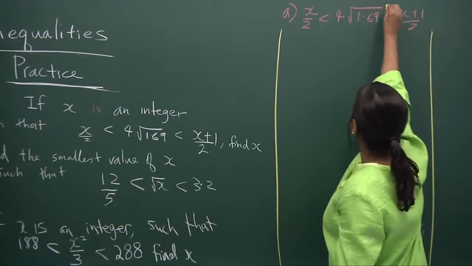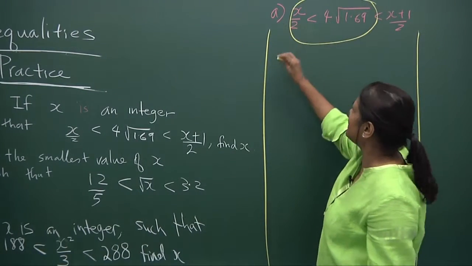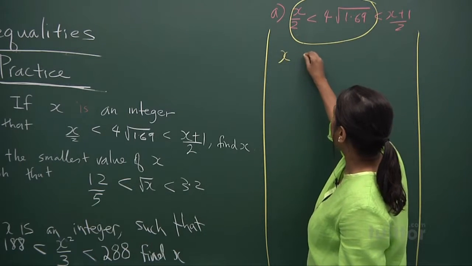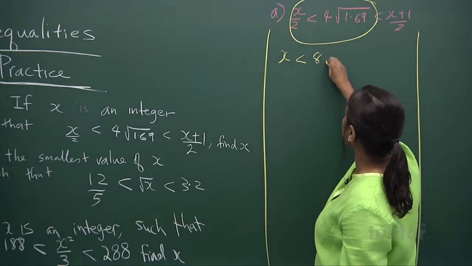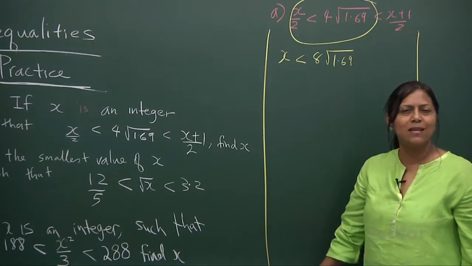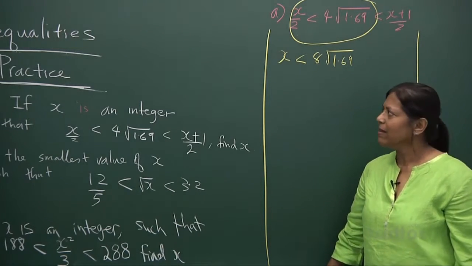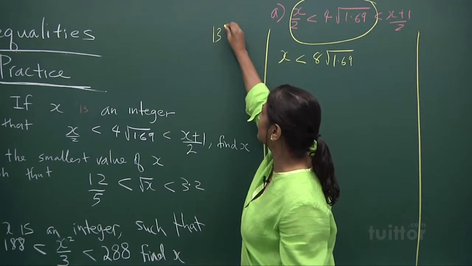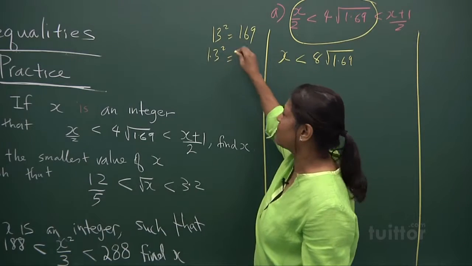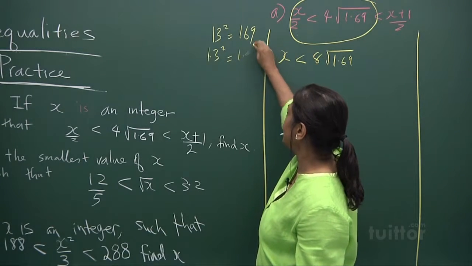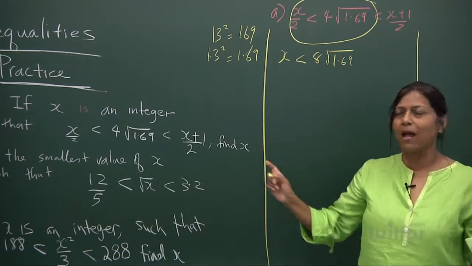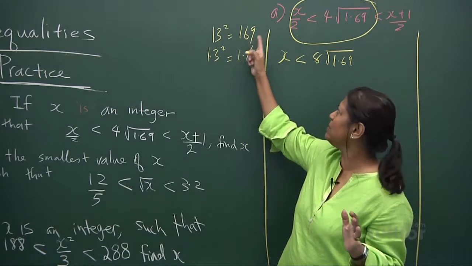Now look at this part first and find out. They say x is an integer, bring that up. 8 square root 1.69. You know 13 times 13 is 169. So 1.3 times 1.3 is 1.69, two decimal places. 13 times 13 is 169. And then you shift it, 1.3.